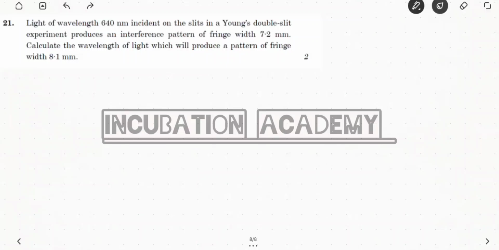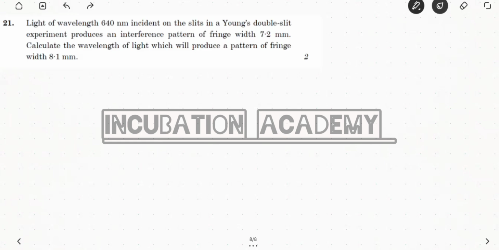Welcome everyone. The question displayed on the screen is question number 21 of Set 1 of the CBSE Physics 2025 question paper. Light of wavelength 640 nanometer incident on the slits in a Young's double slit experiment produces an interference pattern of fringe width 7.2 millimeter. Calculate the wavelength of the light which will produce a pattern of fringe width 8.1 millimeter.